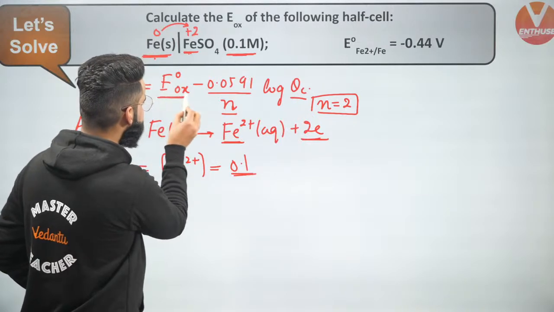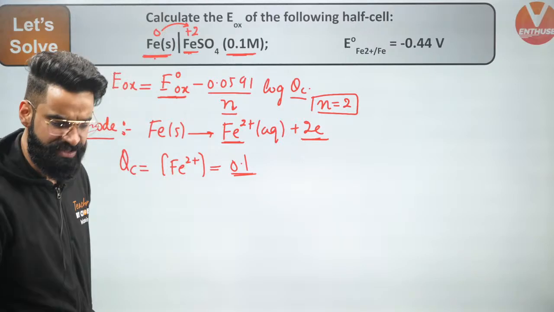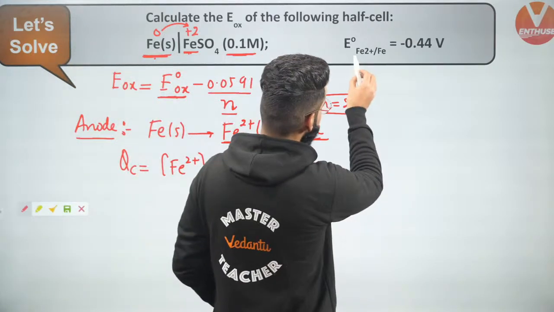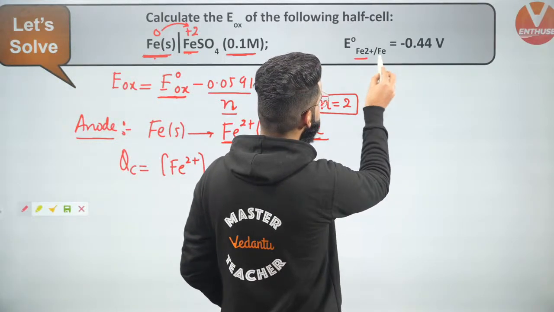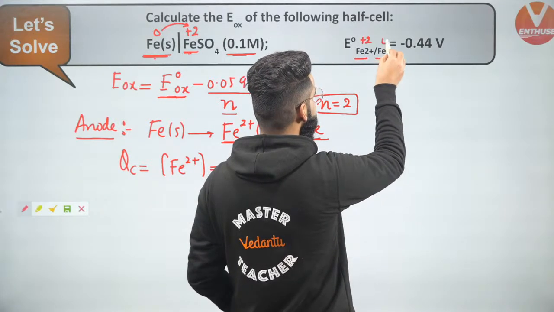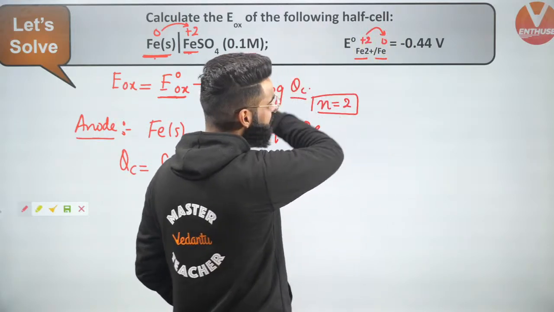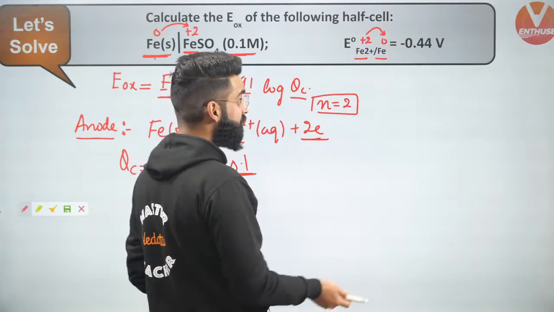Now I'm in need of standard oxidation potential of this electrode. Now there is one more parameter which is given to me as per the equation. See guys, this parameter is given to me. Fe2+ changed to Fe solid. So oxidation state over here is +2, oxidation state over here is 0. Can I say oxidation state of iron is decreasing? Decrease in the oxidation state is what we call reduction.